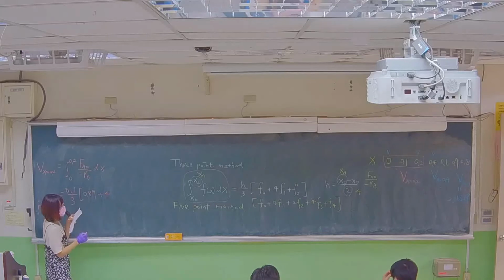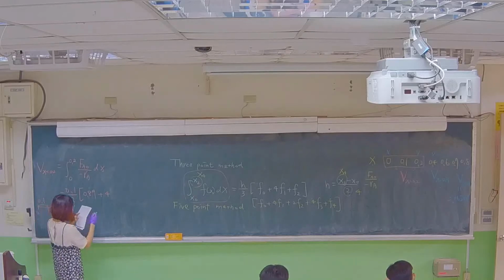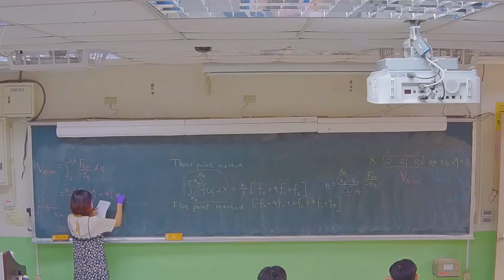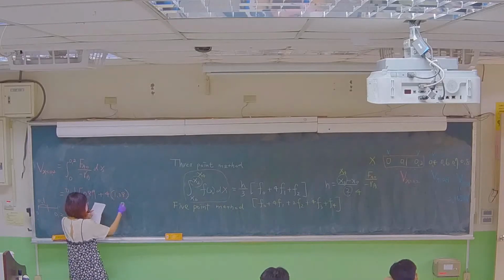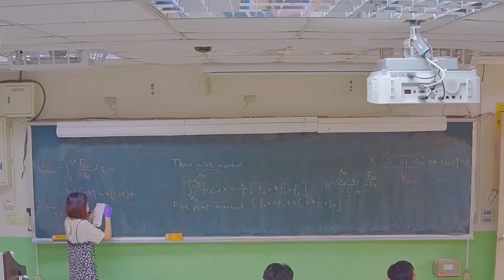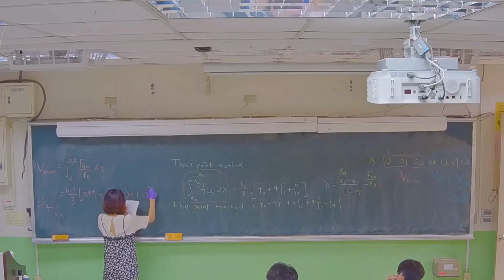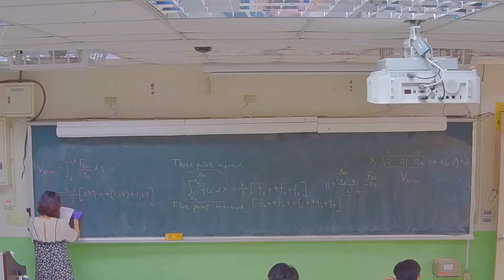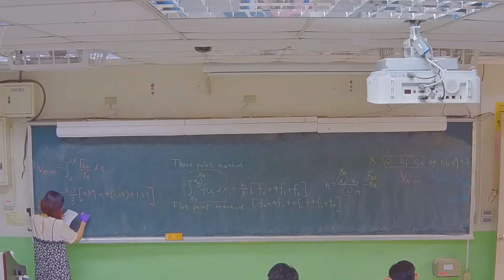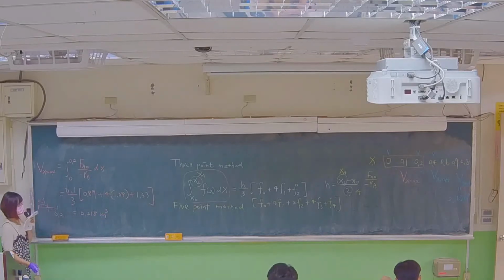4 times F1. So F1 is for x equal to 0.1, right? So you check from the table, 1.08. Last one is the least value at conversion equal to 0.2. Okay, so calculate. You obtain this one.